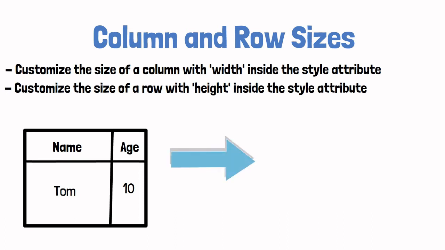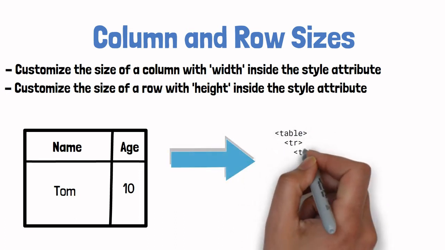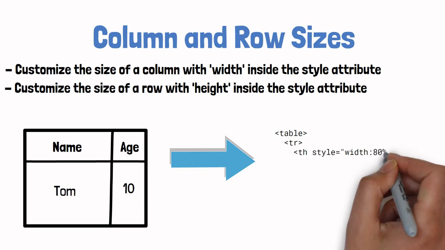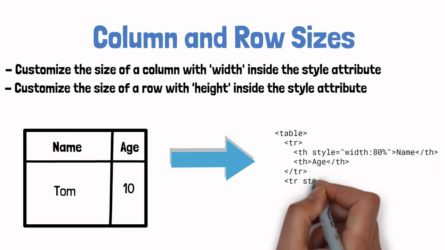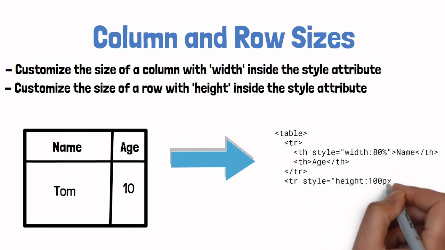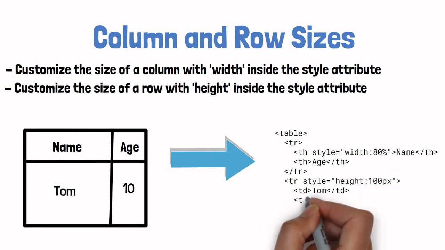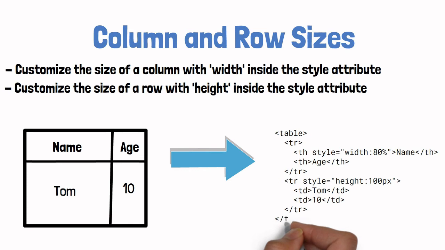The HTML code for this will look like this. Notice how we make the first column wider by adding a style width on the first header cell in the first row, and how we control the height of the second row by using the style height inside the second table row element.